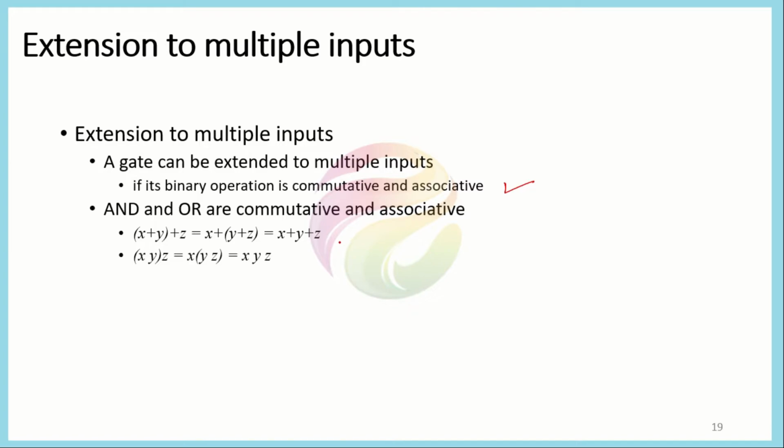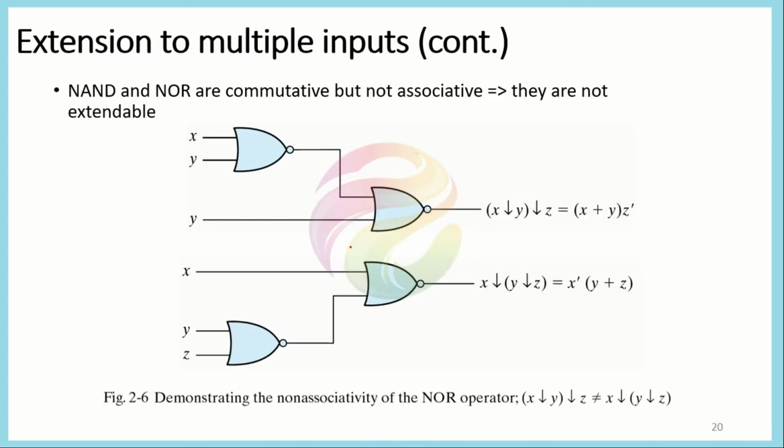And if you see the AND and the OR, you can easily know that the commutative and the associative laws are obeyed by both the OR operator and the AND operator. So both of them can easily be extended to the three input case, but this is not true for all other gates. We will see in the next slides. The NAND and the NOR gates obey the commutative law, but the associative law is not obeyed.